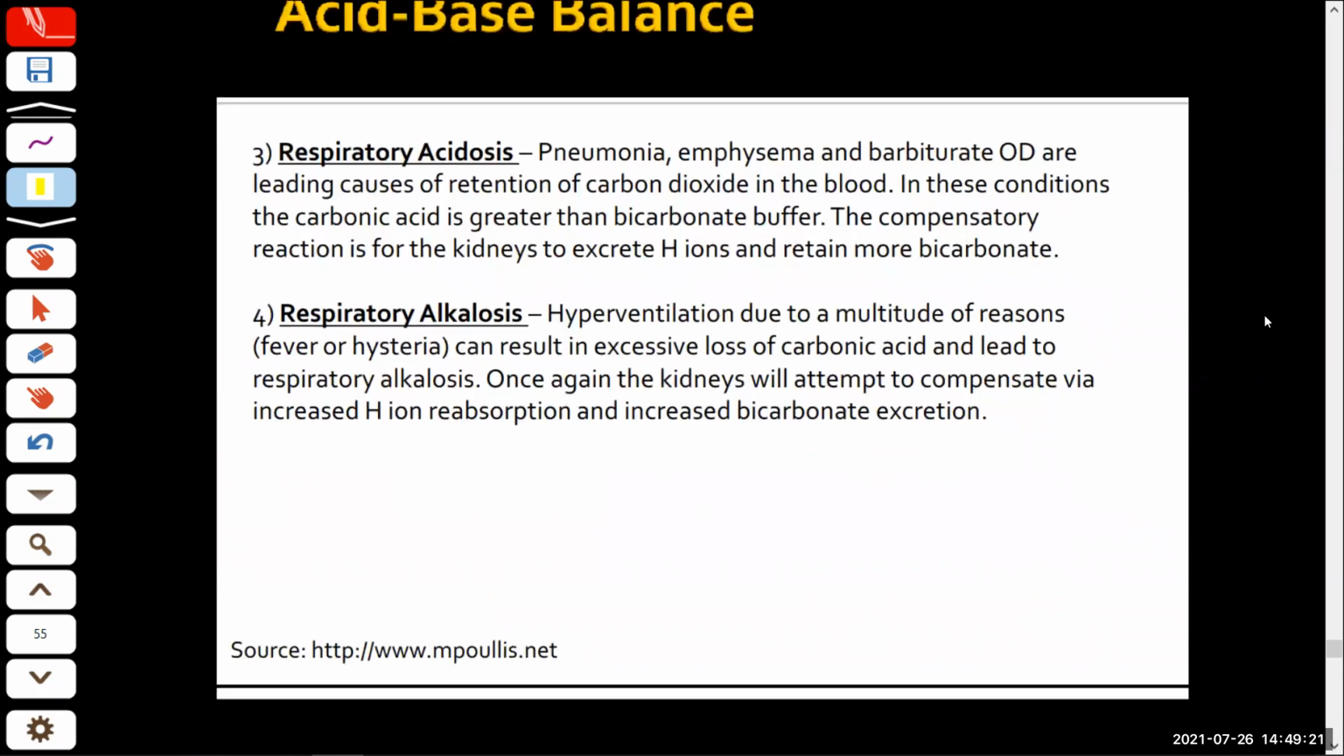Respiratory acidosis. So lungs are failing. What are your kidneys going to do? Yep. Excrete protons and reabsorb more bicarbonate. And then just vice versa. Kidneys will compensate.